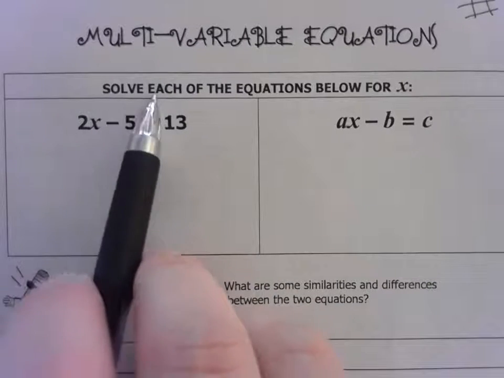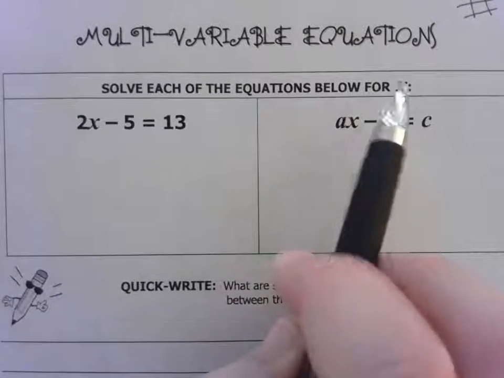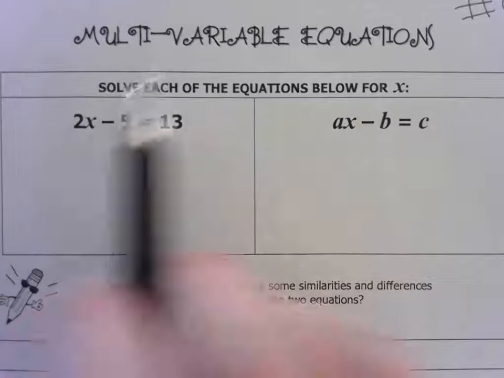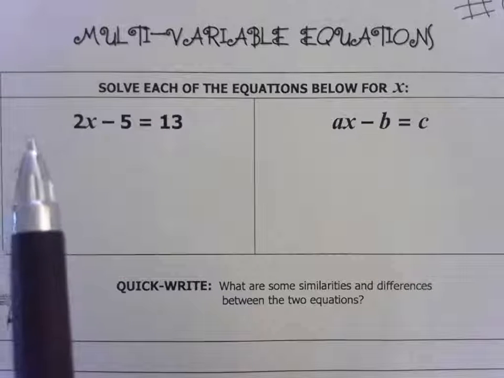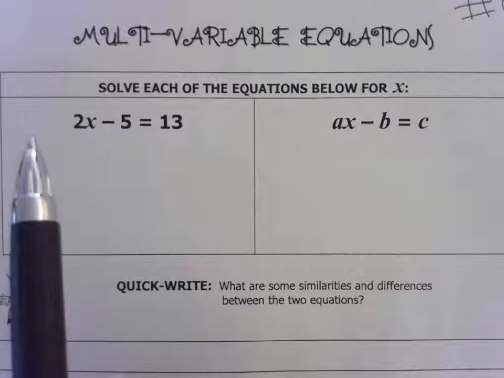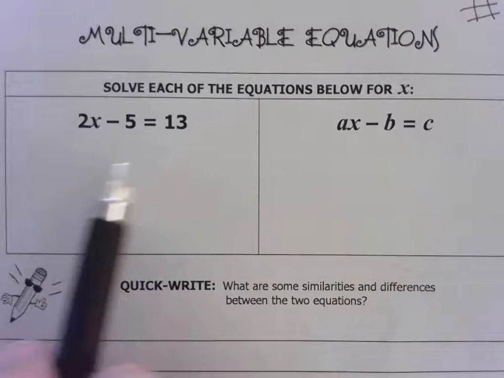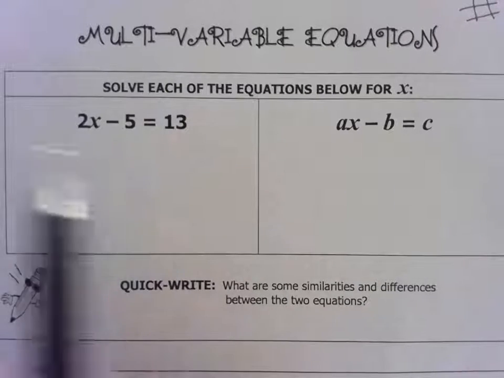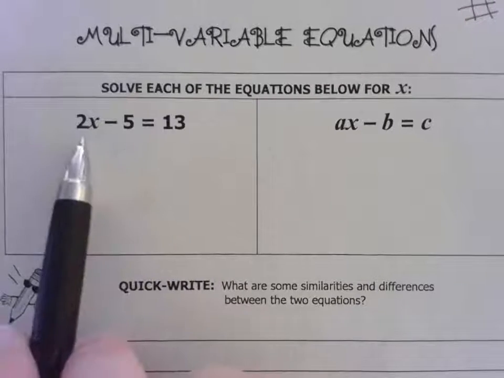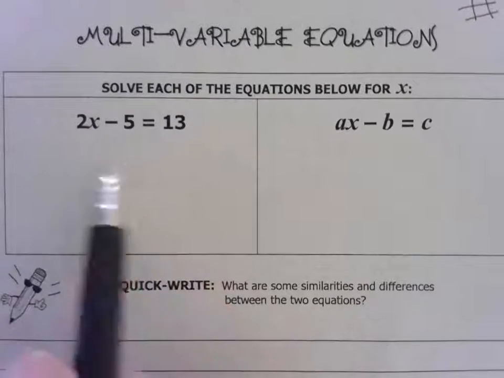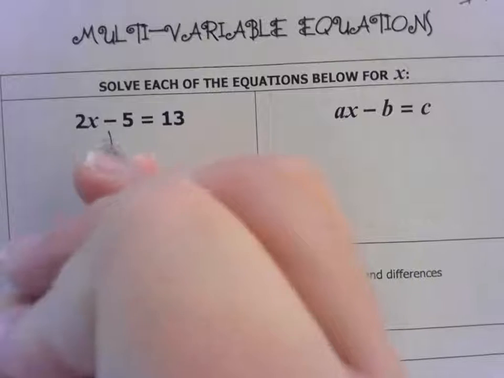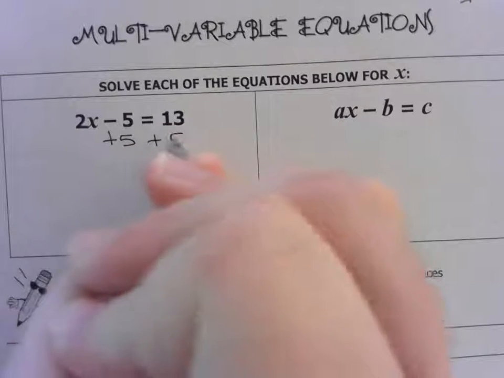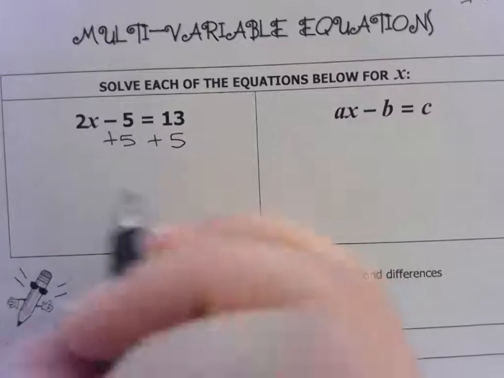We need to solve each of the equations for x. So if I want to solve for x, I want my answer to be what? x equals. Now let's look at the equation on the left. The equation on the left is one like we've done for the past 3 or 4 weeks. What would be the first thing I would do on the left to solve for x? Add 5. You guys know how to do this. So add 5 to both sides.